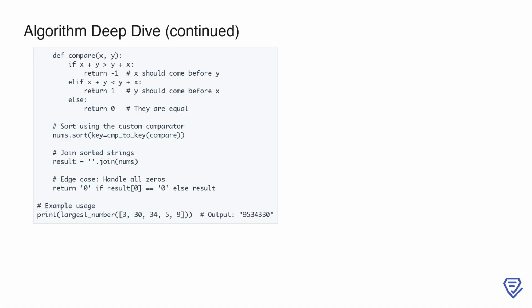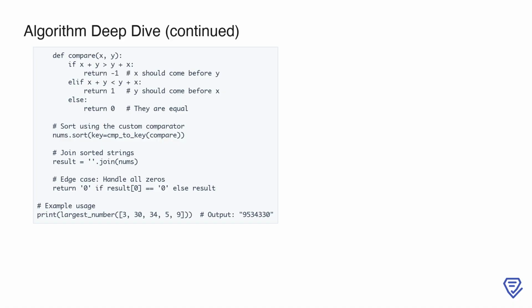First, we convert the integers to strings, as we need to compare concatenated values. Then, we define a custom comparator function. This function takes two strings, x and y, and compares their concatenated forms, x plus y and y plus x. If x plus y is greater, it returns -1, meaning x should come before y. If x plus y is smaller, it returns 1, meaning y should come before x. If they're equal, it returns 0.